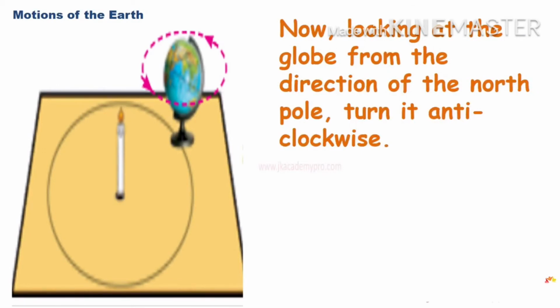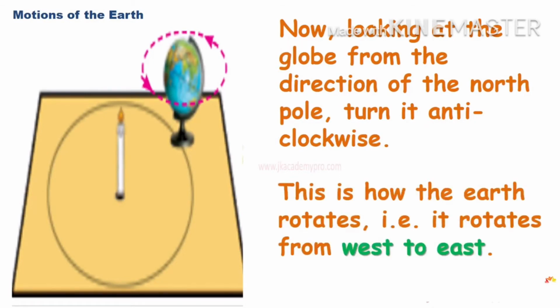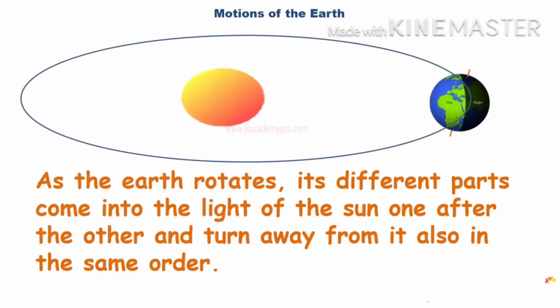Now, looking at the globe from the direction of the North Pole, turn it anti-clockwise. What is meant by anti-clockwise? You know, clockwise means according to the clock. Anti-clockwise means opposite to that direction. This is how the earth rotates. The earth is rotating anti-clockwise. As the earth rotates, its different parts come into the light of the sun one after the other and turn away from it also in the same order.